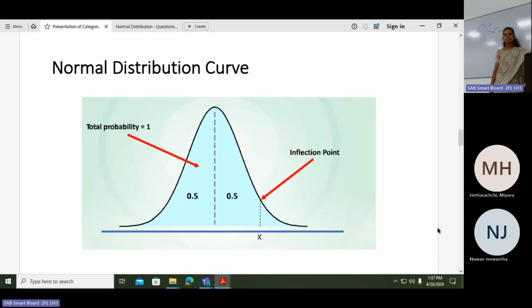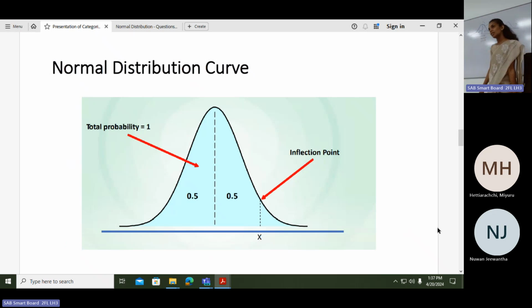Then the inflection point is x. Think x is the weight. X always represents the random variable. Think the random variable is weight. Weight is a continuous variable. In here, this point is the average weight. Think the average weight is 55. It's the mean value. Then we put in here the x value equal to 60. Then this is the inflection.